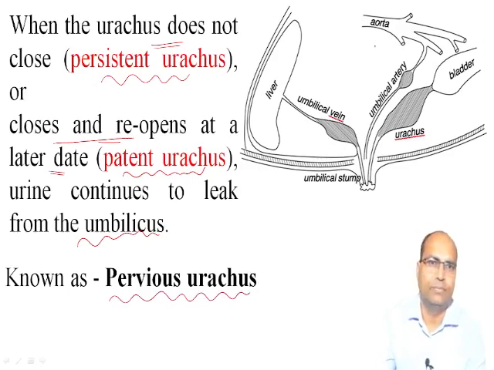See this picture. This is the urinary bladder. This communicates through the urachus to the umbilical stem. This structure is umbilicus.